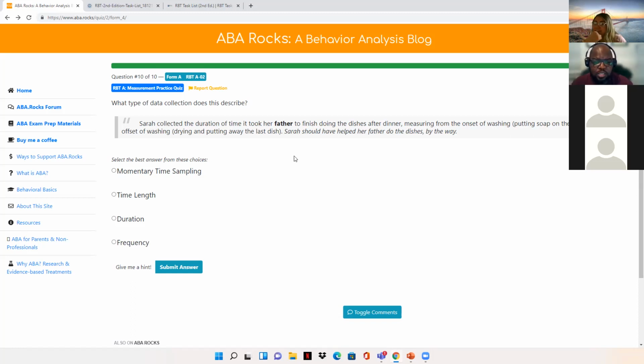Sarah collected the duration of time it took her father to finish doing the dishes after dinner, measuring from the onset of the washing, which is duration, till the offset of the washing, which is drying. Sarah should have helped her father do the dishes, by the way. So what was the question? Oh, what type of data collection does this describe? Yeah, but I'm gonna say duration. Sean says duration. What do you got, Avia?